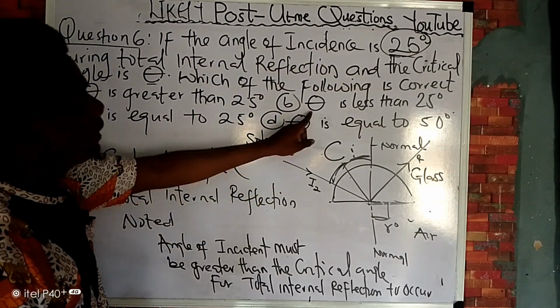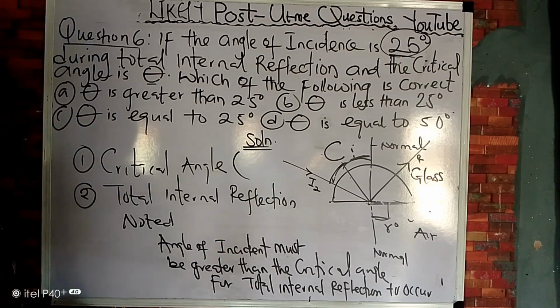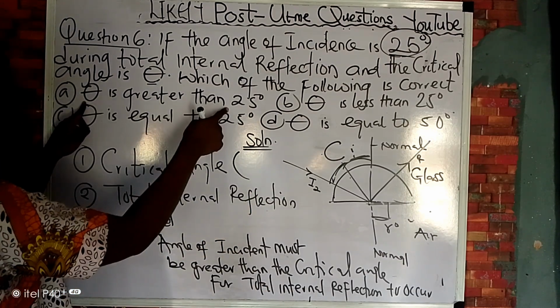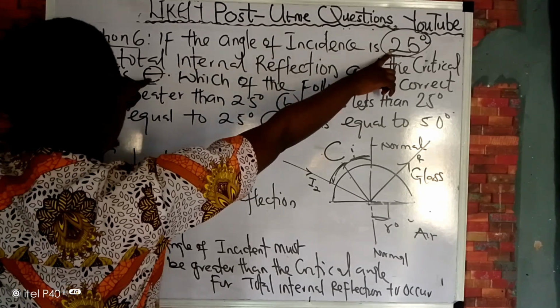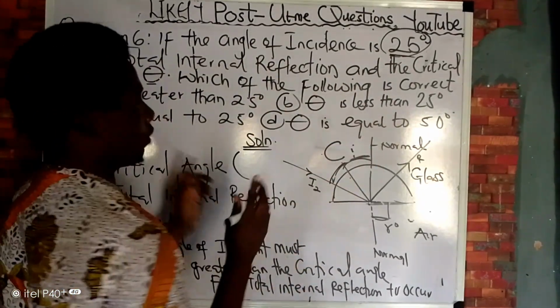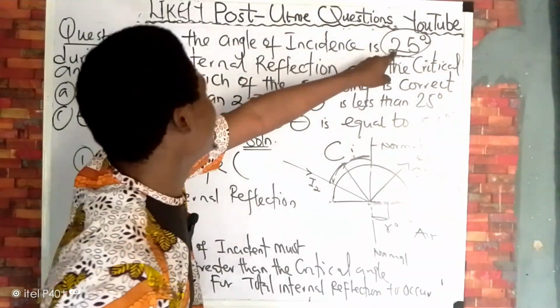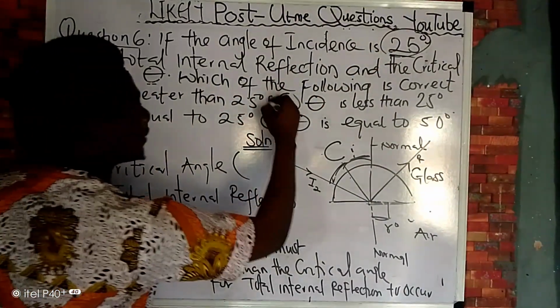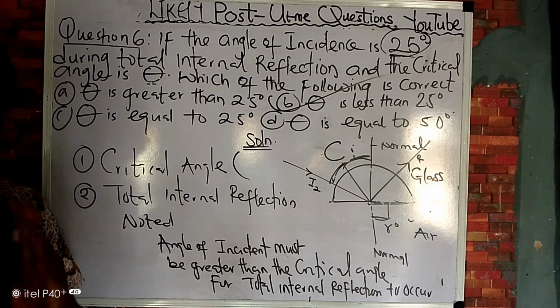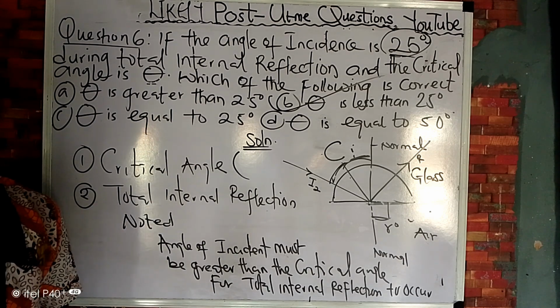So option A says theta is less than 25. Okay, option B says theta is greater than 25. No. The angle of incidence must be greater than the critical angle. Okay? Theta is less than 25. Correct. Which means 25 degrees is greater than what? Theta. So the answer is equal to what? B. Now, we have 3 more questions to go for today.